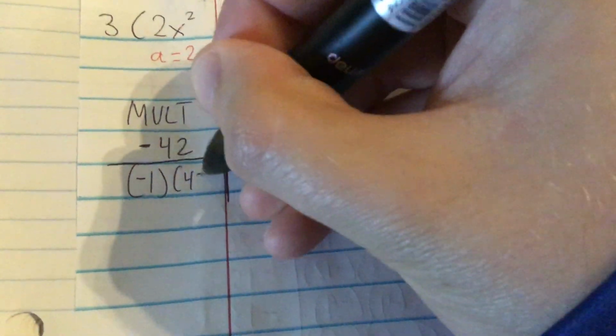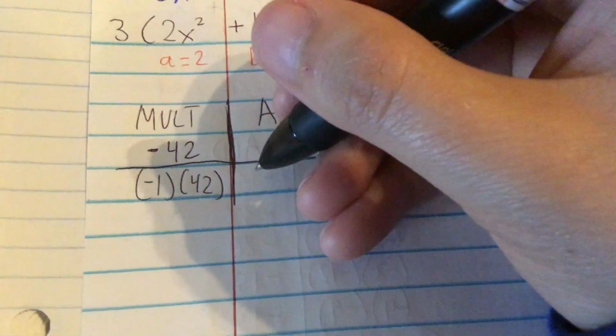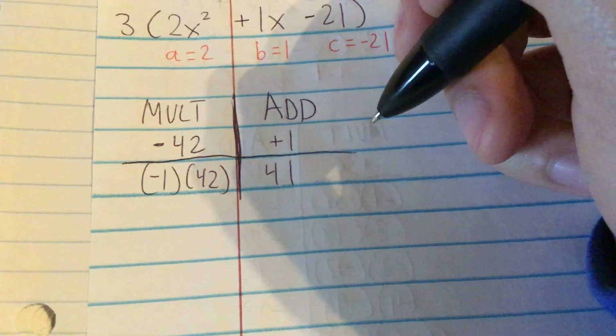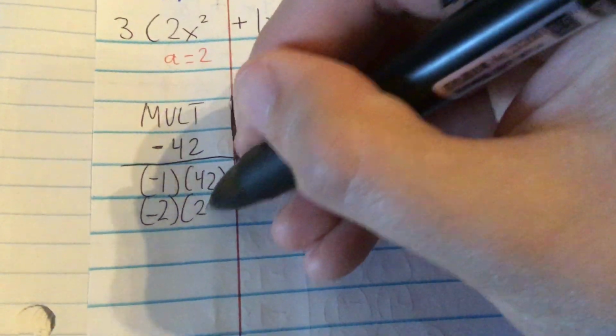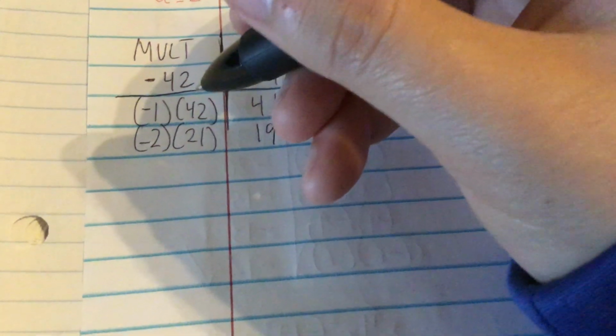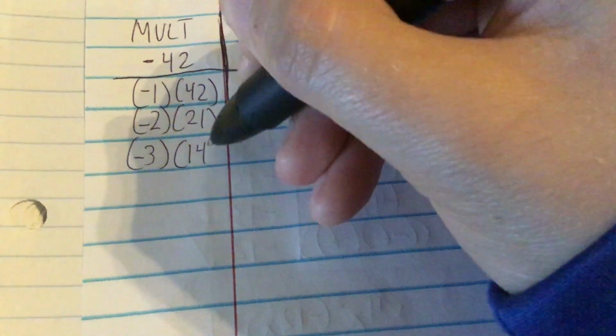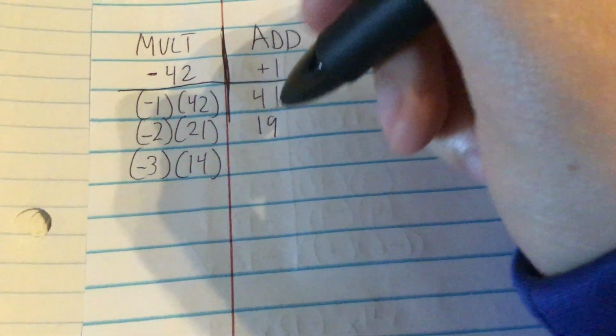So let's make a table. Negative 1, positive 42. Negative 1 times 42 is negative 42, but negative 1 plus 42 is 41. Nope. Let's try negative 2. Negative 2 times positive 21 is negative 42, but negative 2 plus 21 is 19. That didn't work. Let's try negative 3. Negative 3 goes into 42 14 times. Sorry, negative 3 times 14 is negative 42, but you add them together and you get positive 11.